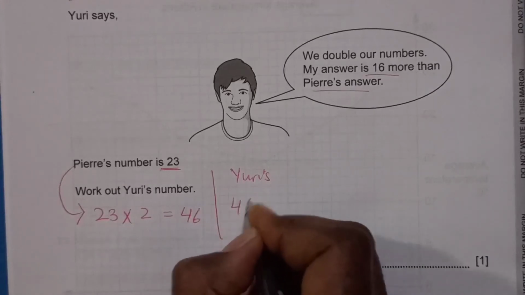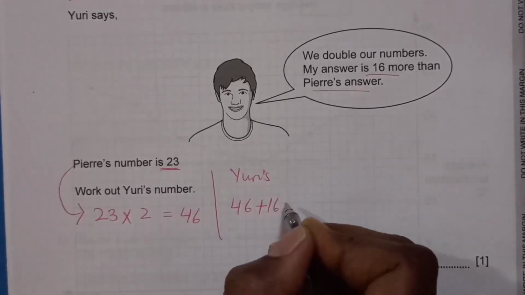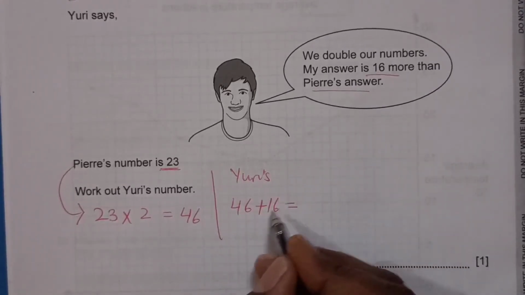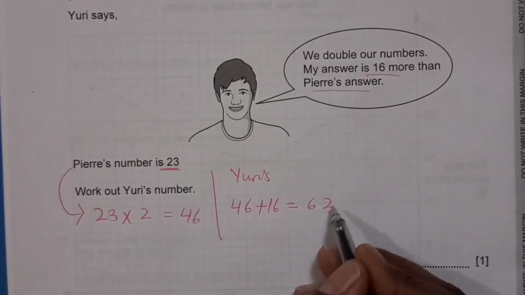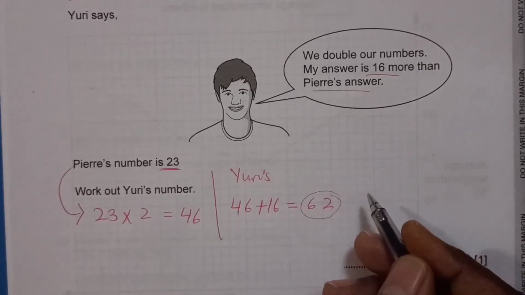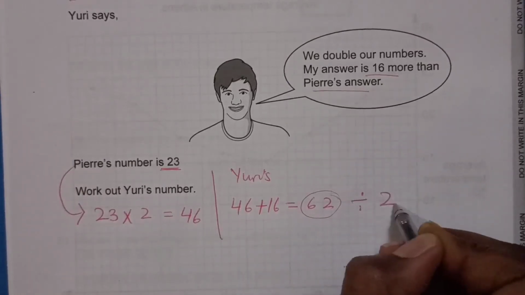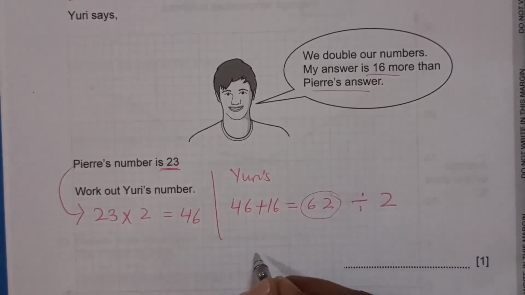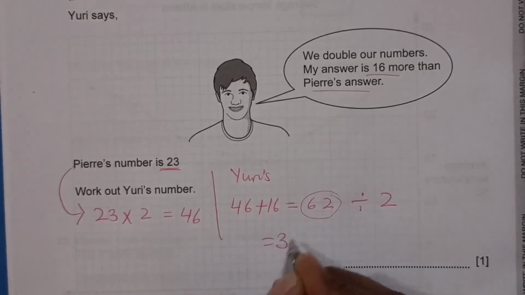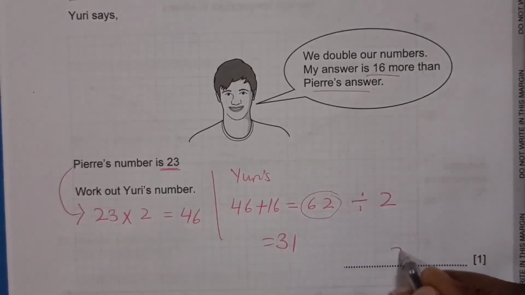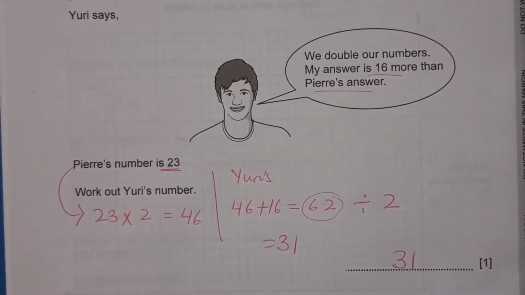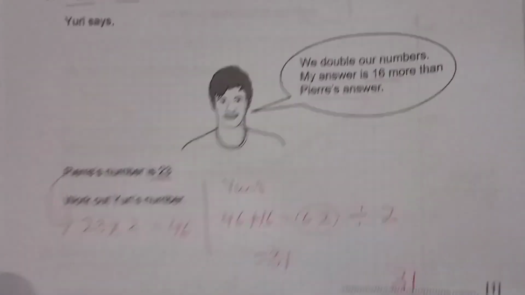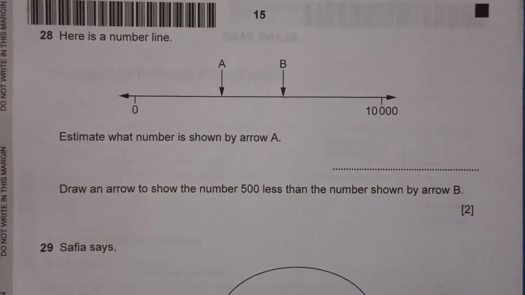So that means his number is 46 plus 16. This is 6 plus 6, 12, so 62. So this number is when you double it, so we need to find out by dividing it. When you divide 62 by 2, it is 31. So the final answer here will be 31. Now move to the next question.